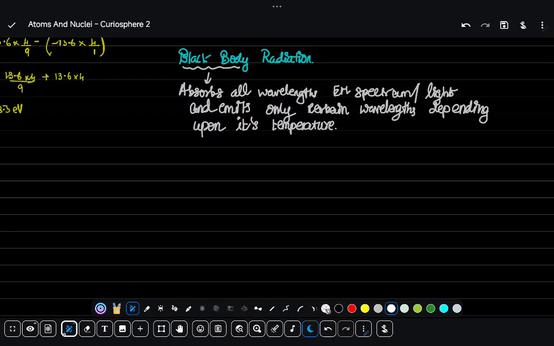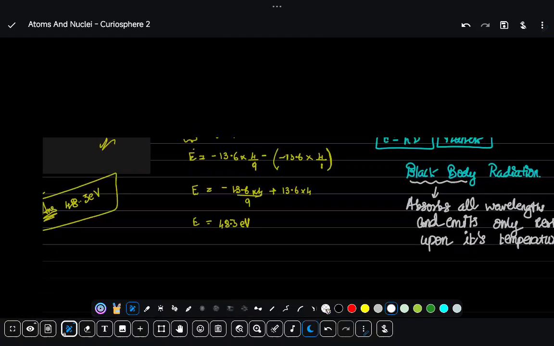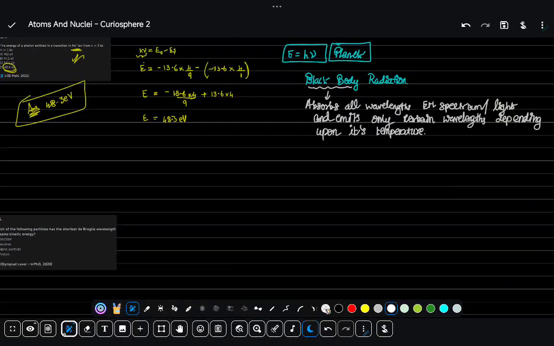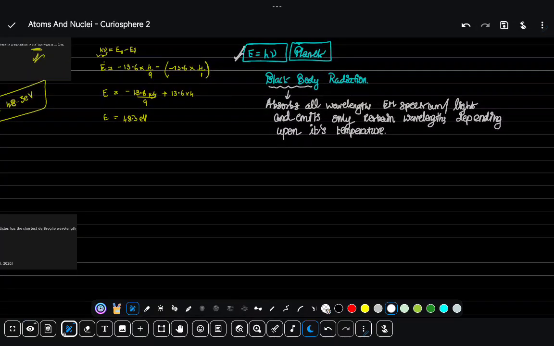Now, without delving deep into this black body radiation part, I hope you will learn it in some other lesson. I don't exactly remember which lesson it is, but you will learn it. But now let's see briefly how this black body radiation led to this formula.